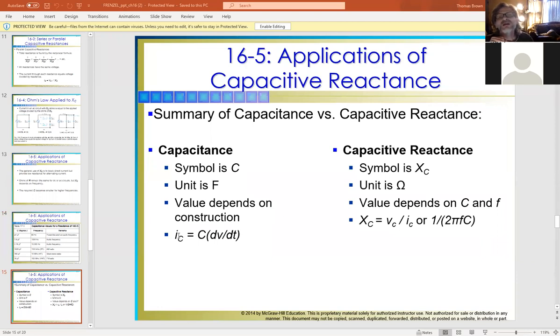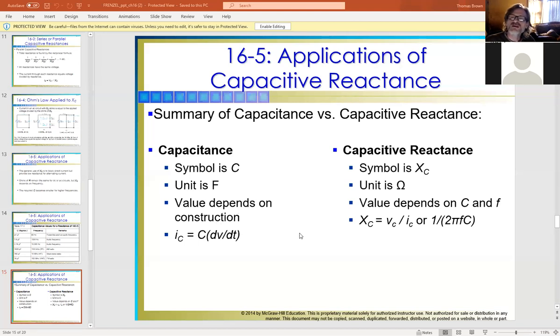And so here's a little summary, if you will. What have we learned so far? That for capacitance, the symbol is C, and the unit is farads, F. The value depends on the construction, as you've seen, with the parallel and series networks. Very typically, if we want a high capacitance value, we like the parallel setups, and if we want a low capacitive value, we would do a series setup.